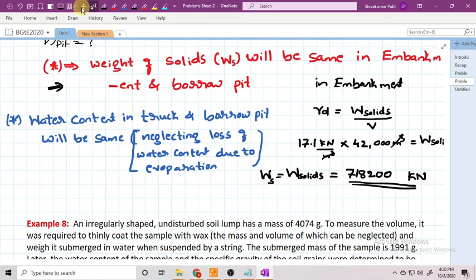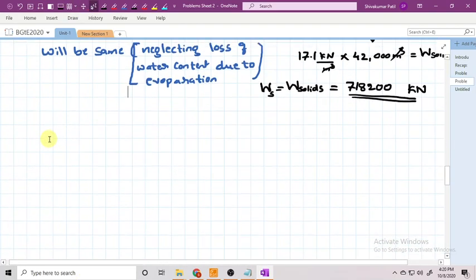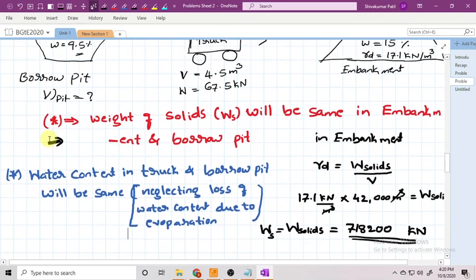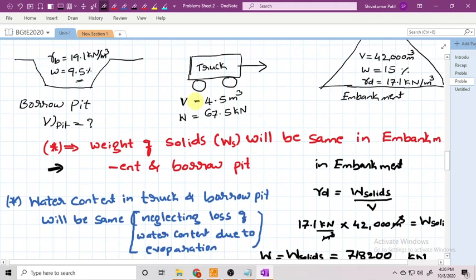So let me get some space here. Actually, I need a very large space because it's a very big problem. Okay, so then start. What is the water content here? You see the total weight they have given. So water content.